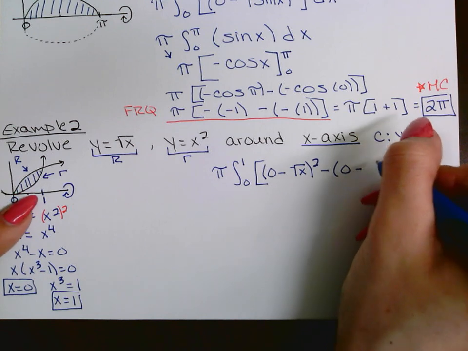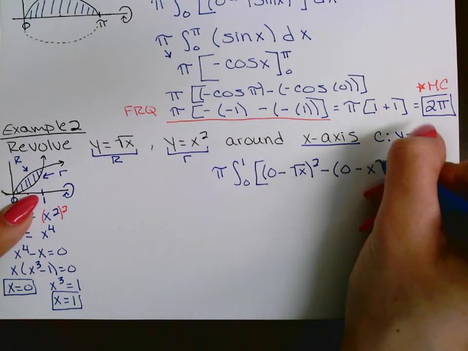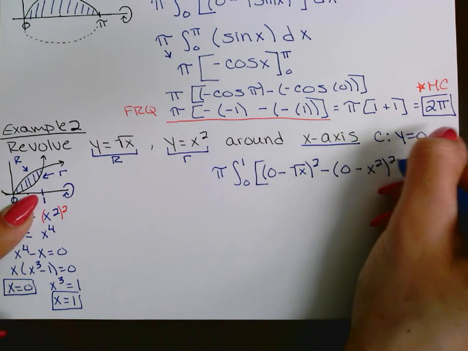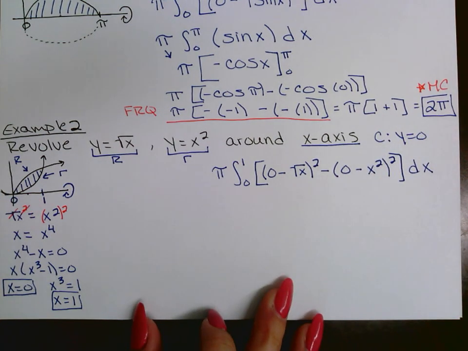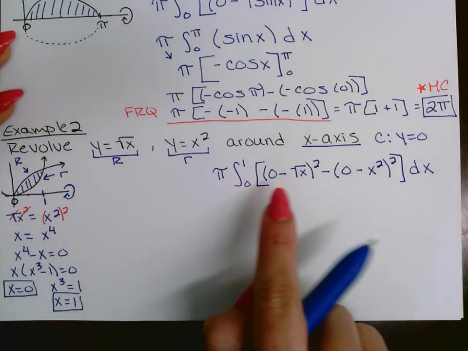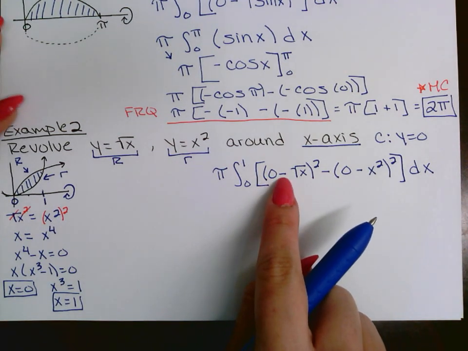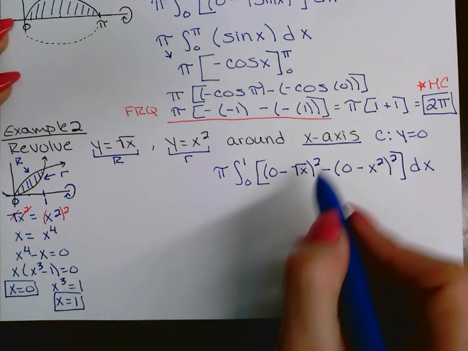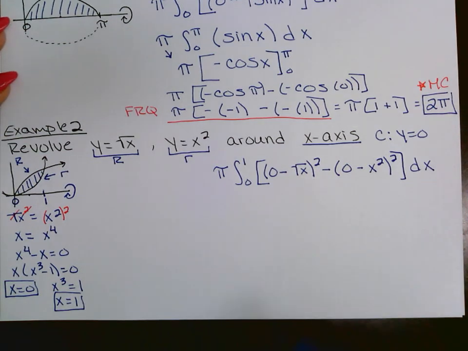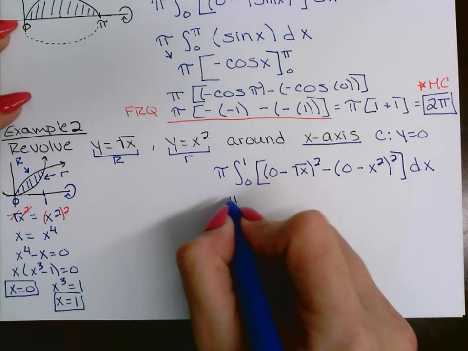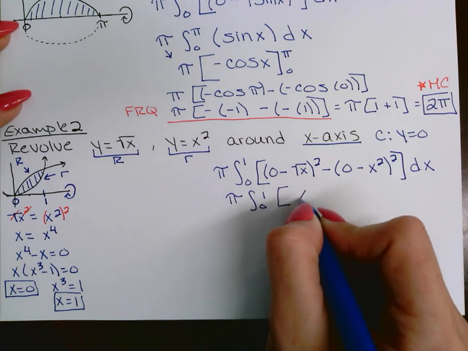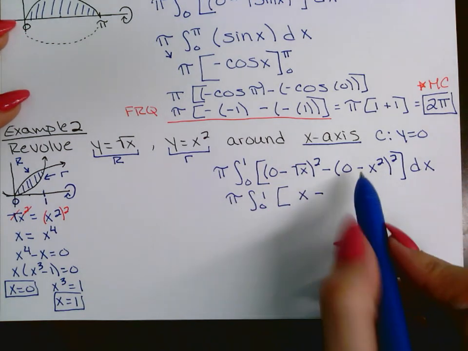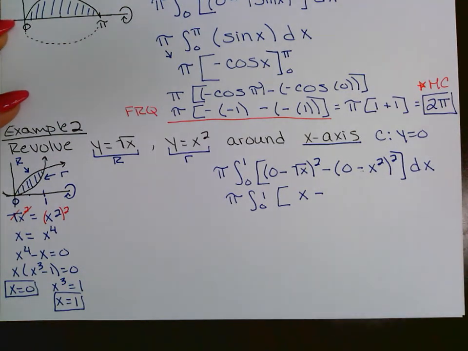Minus my closer function, which is x squared. And then the formula tells me to square, and I write my dx. Okay? So the 0 and the negative will cancel, the negative because I'm squaring. If I square a square root of x, what am I left with? Just an x. So I have x minus x squared, squared. This 0 and this negative will cancel.